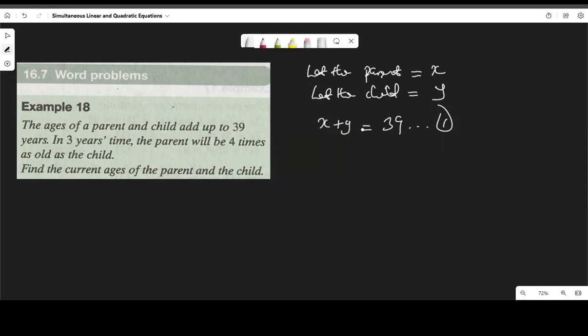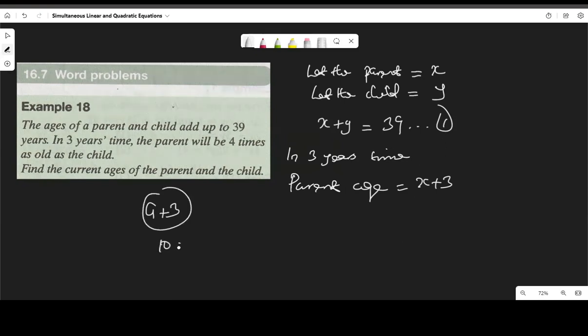In 3 years' time, the parent age will be what? X plus 3. Because if I am a certain age now, in 3 years' time, I will add 3 to my present age. That is, if I'm 10 now, in 3 years' time, it will be 10 plus 3, which is 13. So the parent age right now is X. In 3 years' time, his age will be X plus 3.